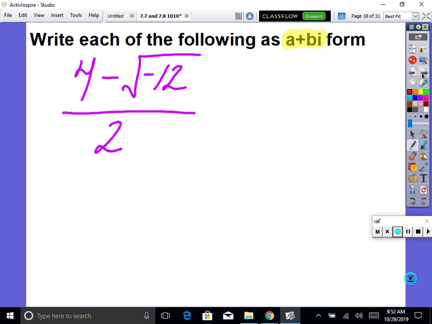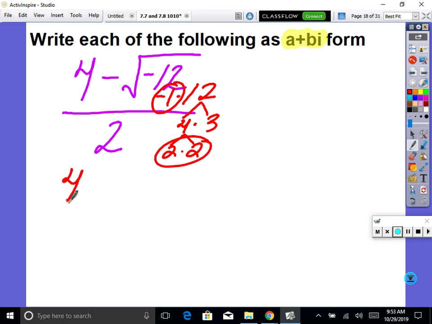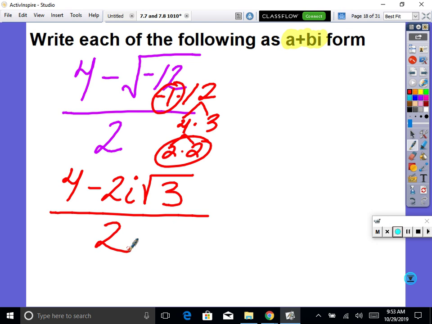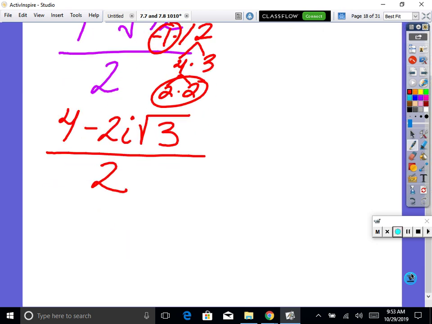Okay, great. Doing great. Okay, looking at this one, don't be that person that divides 4 and 2 out. This was also divided by 2, so you can't divide across the subtraction sign. So this is -1 times 12. This breaks down into 4 times 3, 2 times 2, so we'll pull out a 2i. So we have 4 minus 2i square roots of 3 all over 2. And now you'd say that's my answer unless it can simplify.